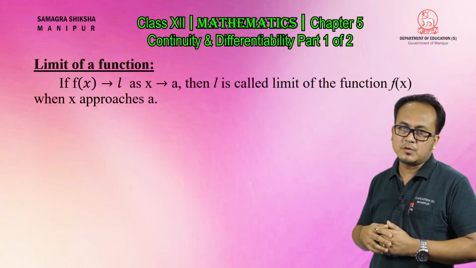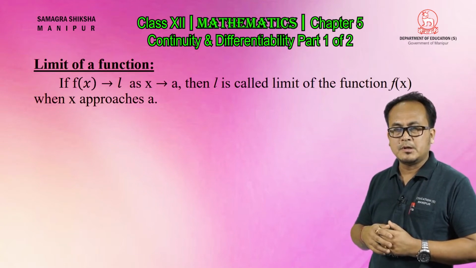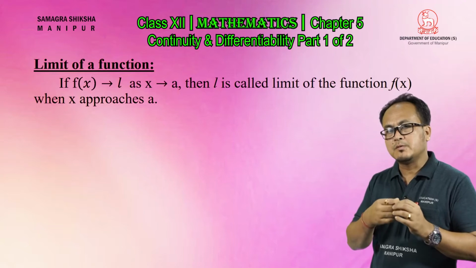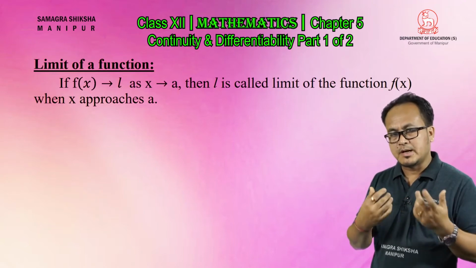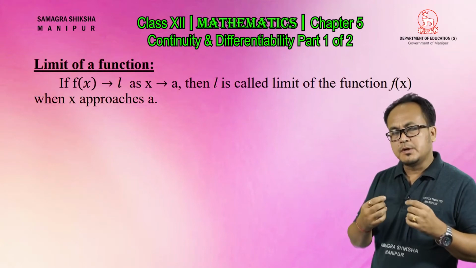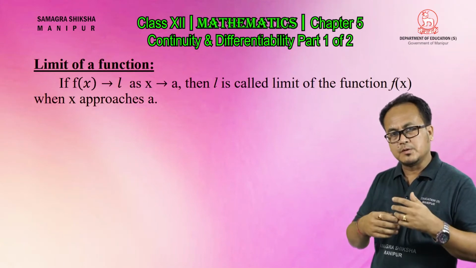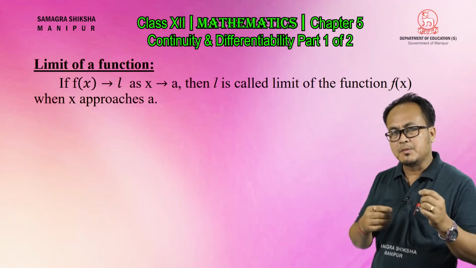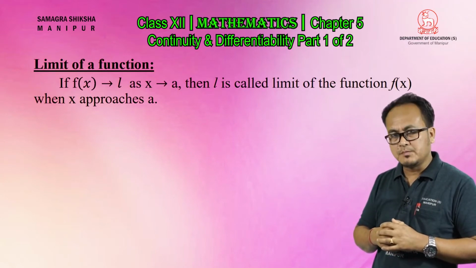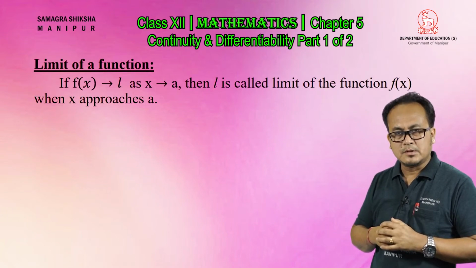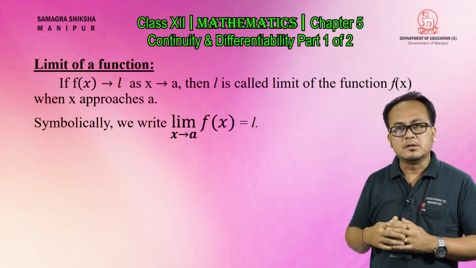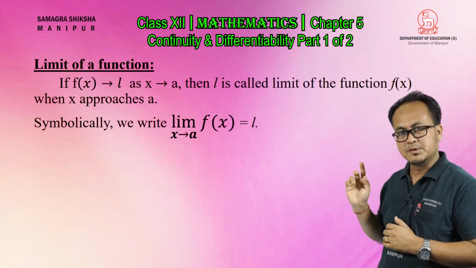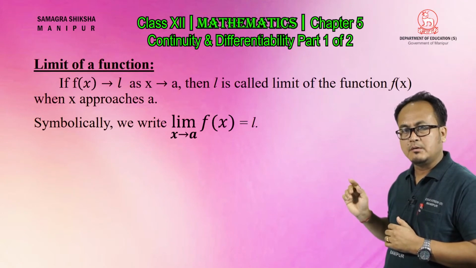Suppose we have a function and an arbitrary point a. As the value of x approaches a, from the left or from the right, the value of the function changes, and its functional value approaches some particular number l. Then l is the limiting value of the function. Symbolically, we write the limit of f(x) as x tends to a equals l.